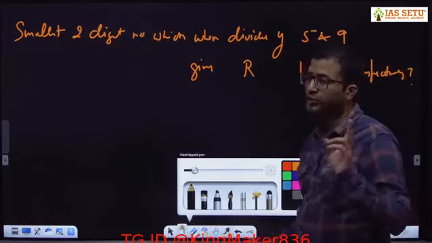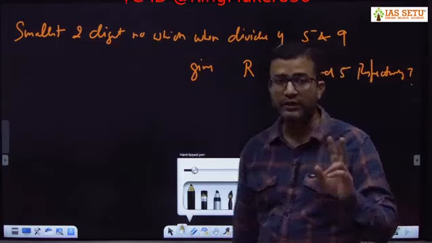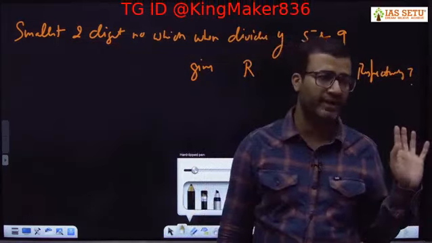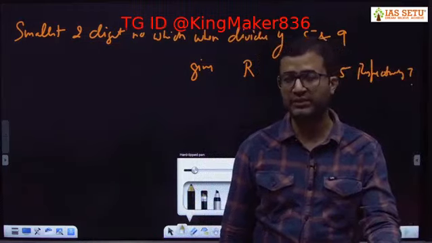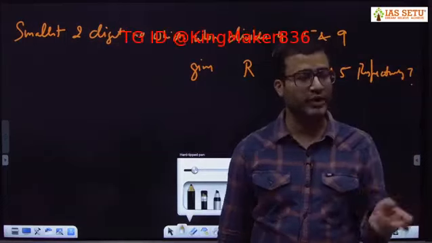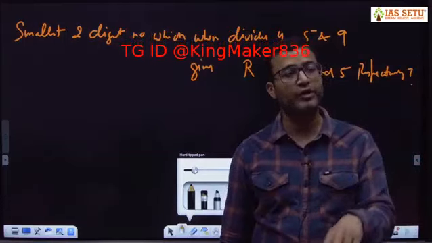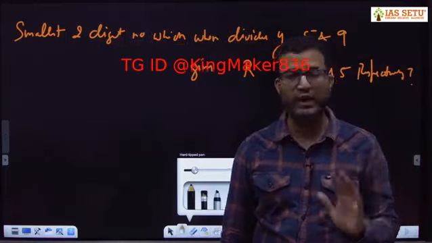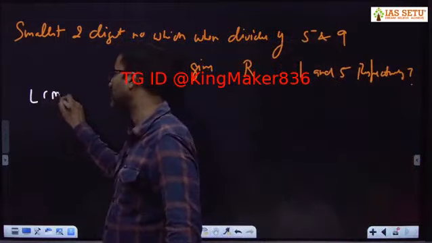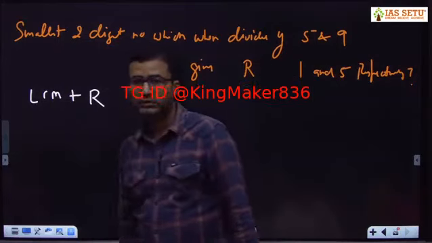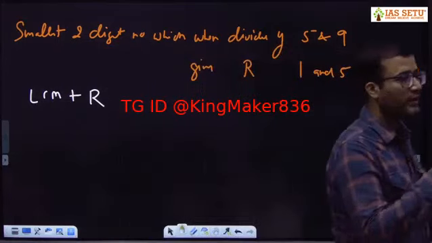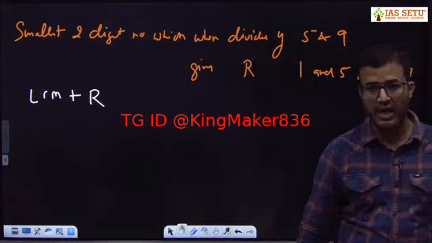See, there are two types. One type where your positive remainder is the same, as we have done in the last type. Your remainder is 2 when you divide by 5, remainder 2 when you divide by 7. So it is LCM plus R. When your positive remainder is the same, we use LCM plus R.